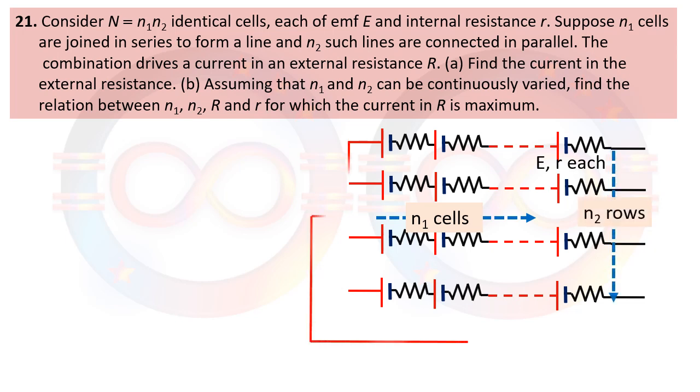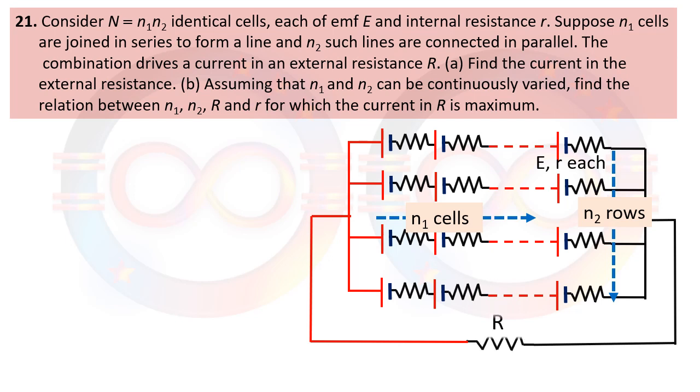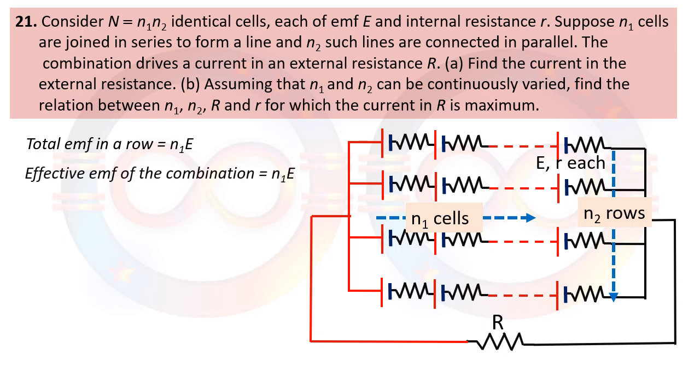So now let us connect one external resistance here. The combination is made in such a way that external resistance is here. So before going to the current, we need to know what is the EMF of one row, that is addition or algebraic sum of individual EMF, E plus E up to N1 terms, it is N1 into E. Then what is the effective EMF of the combination, because like this many rows are there. So for effective EMF we are going to take, because in parallel combination we know the EMF remains the same. So for first N1E, second N1E, or effective also it is nothing but N1E.